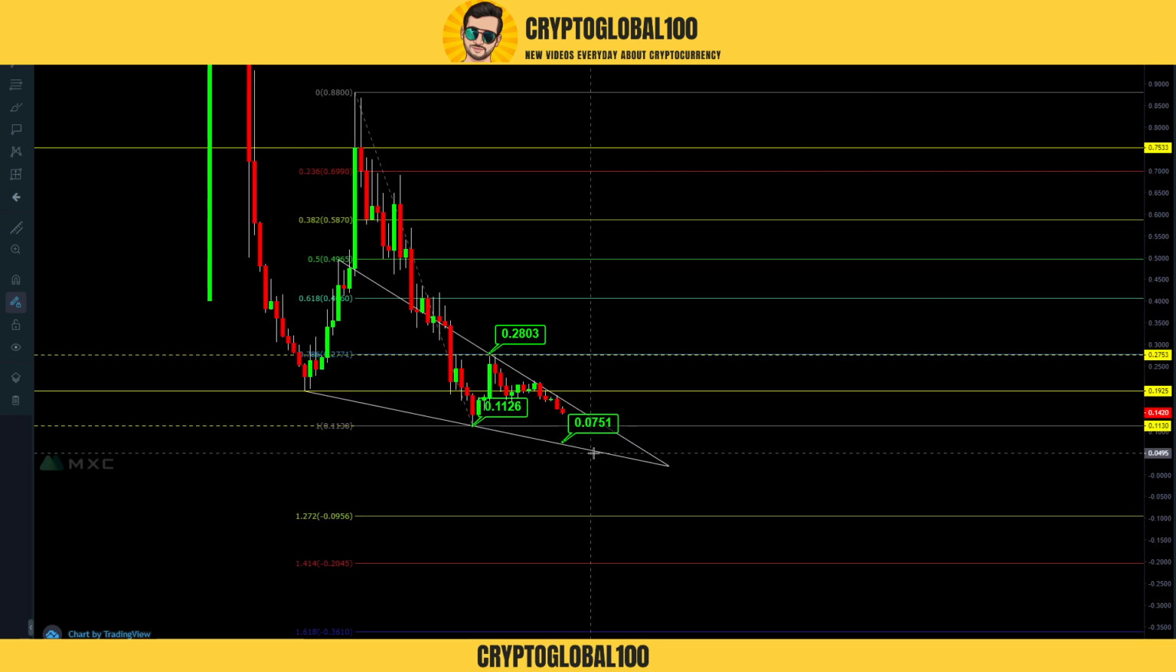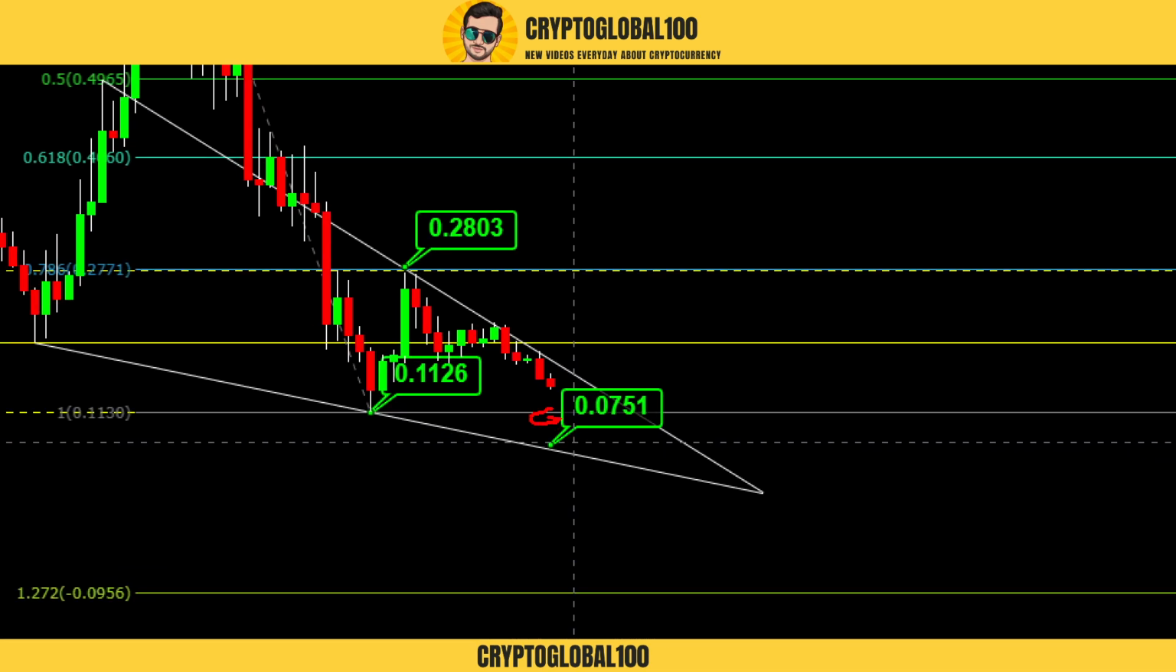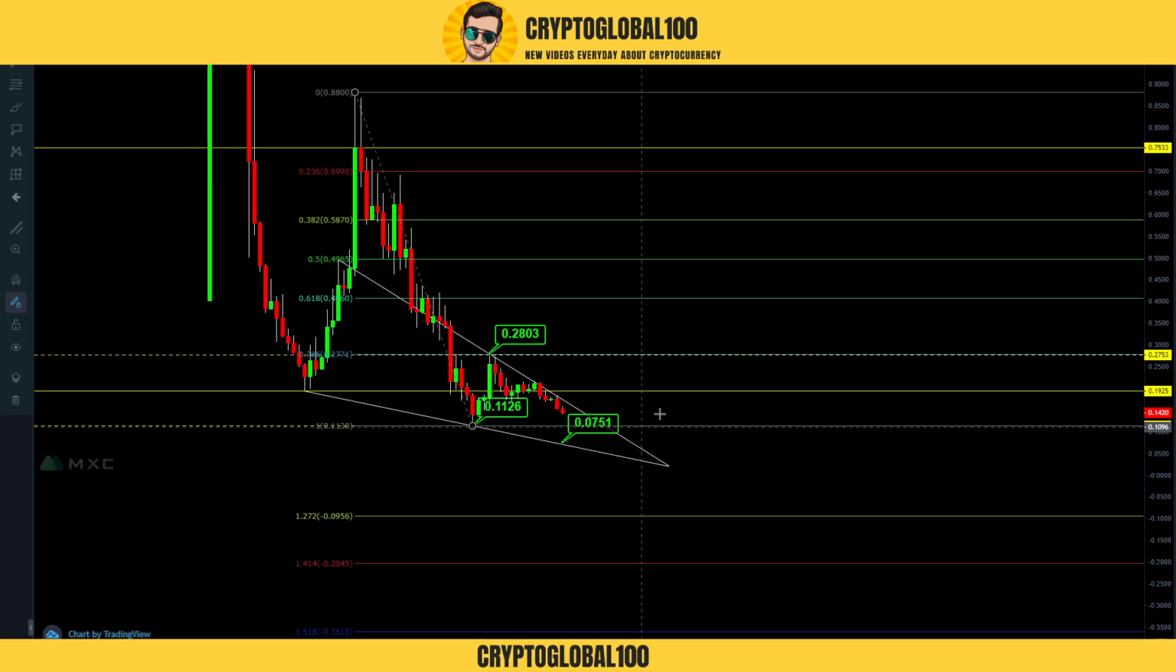Otherwise, what I'm saying right now, the price is going down in the descending wedge, and we might see a fallback, and we might see an all-time low very soon. But you have to take a look at this support level. If it gets broken, which is most likely going to happen, then surely we're going down to 0.07.